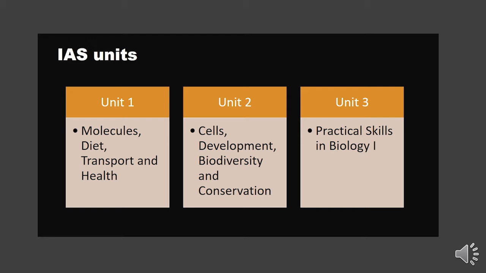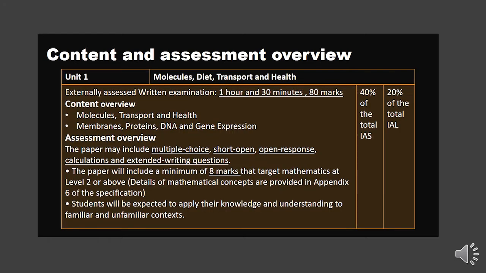Okay, so next we will be seeing the content and assessment overview for each of these units. Let's start with Unit 1. If you really want to score good marks in your exams, you should be familiar with this part of the specification. As you see here, Unit 1 is the first externally assessed theory paper, and this paper has a duration of 1 hour 30 minutes.